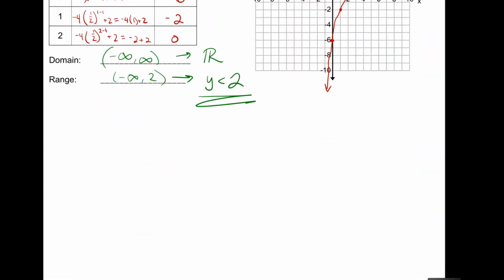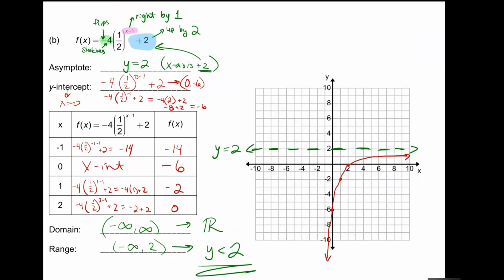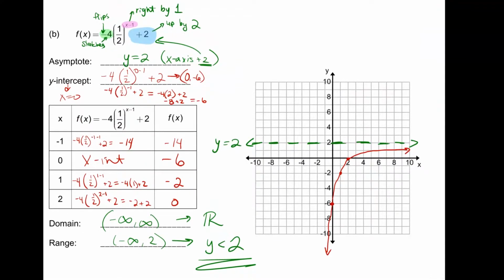Okay, I think this is the last one. Perfect. So this is a difficult one. There's a lot of things going on, right? The negative in front is flipping it. The 4 is stretching. All right, the x to the -1, that's going right by 1, and then the +2 is going up by 2. Oh my gosh. So really the only thing that matters with asymptote is vertical translation. We are moving up by 2. Everything goes up by 2, including the asymptote.